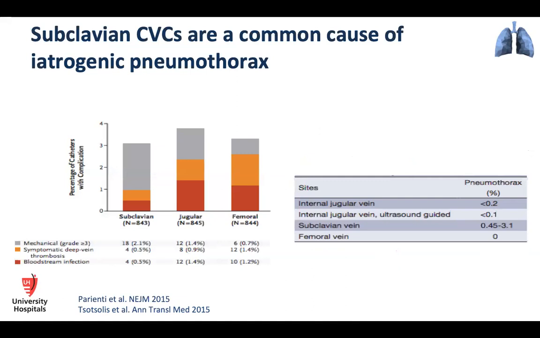As I said, subclavian lines are the most common cause of iatrogenic pneumothoraces in the hospital. But they are also catheters that get least infected. And so it's one of my preferred central catheterization approaches if the patient is stable, and especially if they have a chest tube on that side.